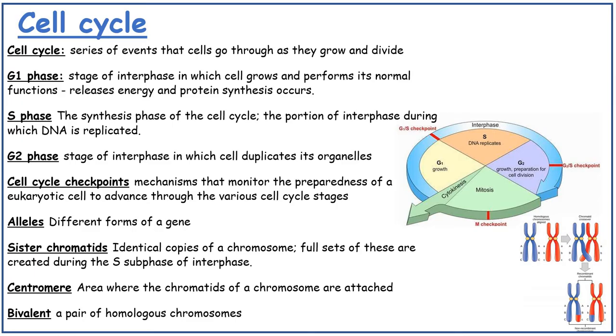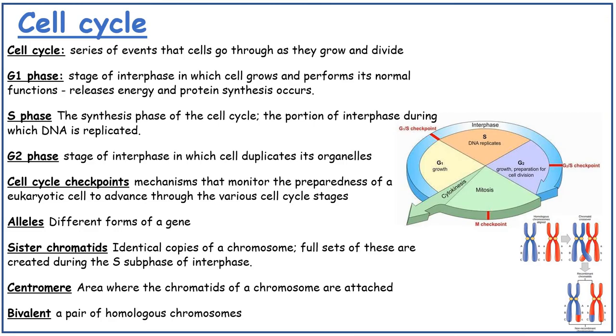S phase: the synthesis phase of the cell cycle, the portion of interphase during which DNA is replicated. G2 phase: stage of interphase in which the cell duplicates its organelles. Cell cycle checkpoints: mechanisms that monitor the preparedness of a eukaryotic cell to advance through the various cell cycle stages. Alleles: different forms of the same gene.